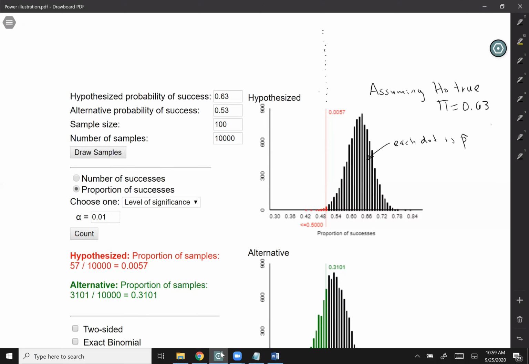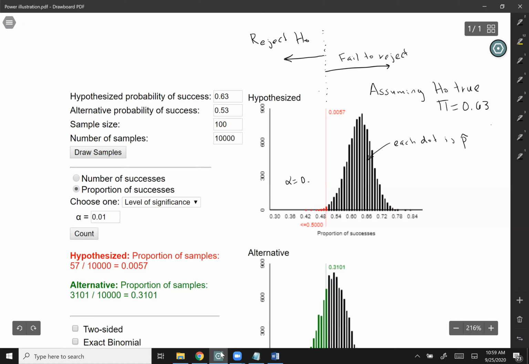Basically anything to the left of this line, that's when you're going to reject the null hypothesis. Whereas anything to the right of this line, you're going to fail to reject. And you're setting your cutoff by looking at the bottom 1%. Alpha is 0.01, so we're looking at that bottom 1% there. We can also think about what these different sections represent. This is showing us when the null hypothesis is true. So this red area over here is showing us when we would be making a type 1 error.